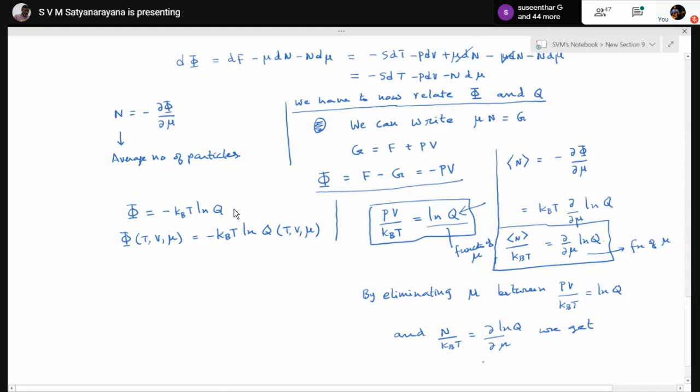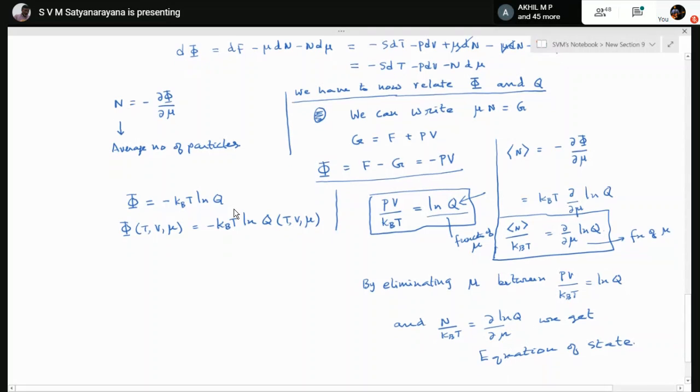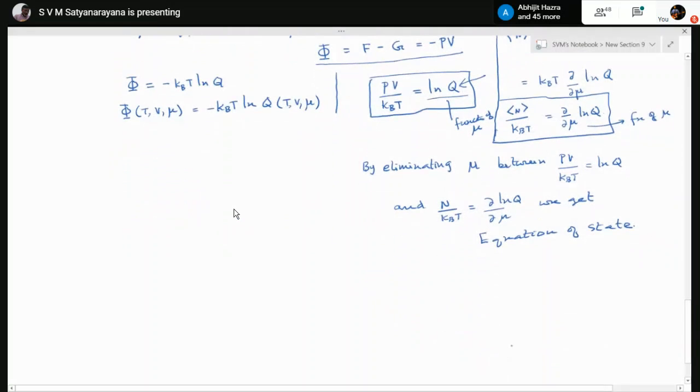We get what is called the equation of state. Equation of state is very important for any system, because it determines the equilibrium properties of the system. So getting an equation of state is one of the main aims of doing statistical mechanics of a system. You write down the grand partition function, and then you can get the equation of state from these two, eliminating mu between these two cases.